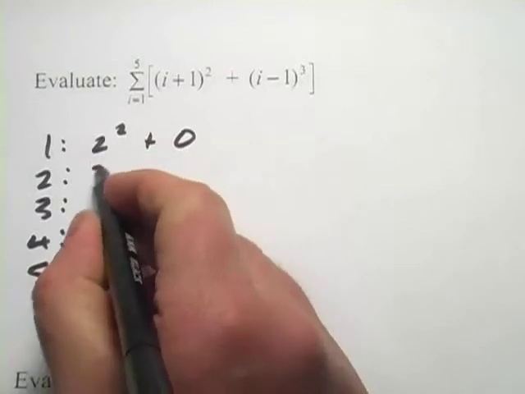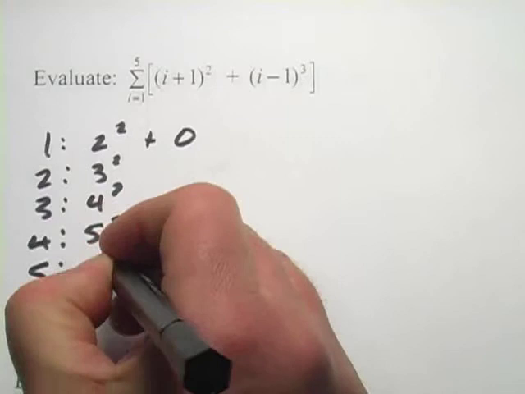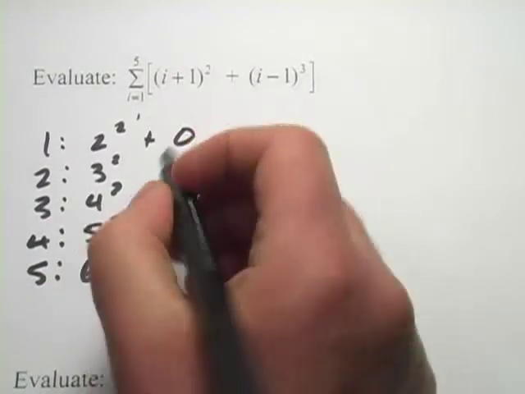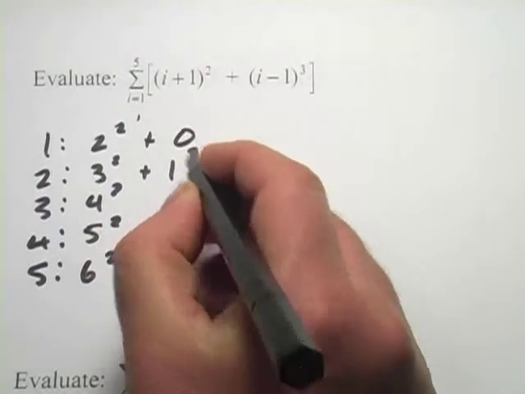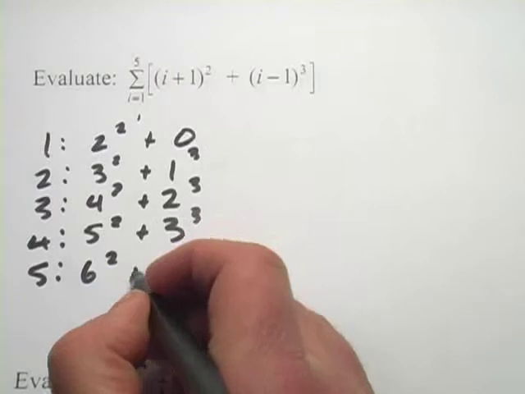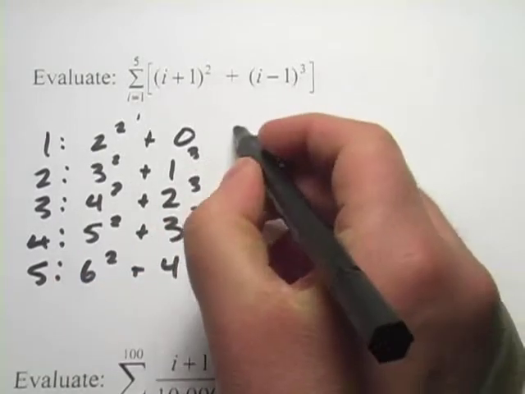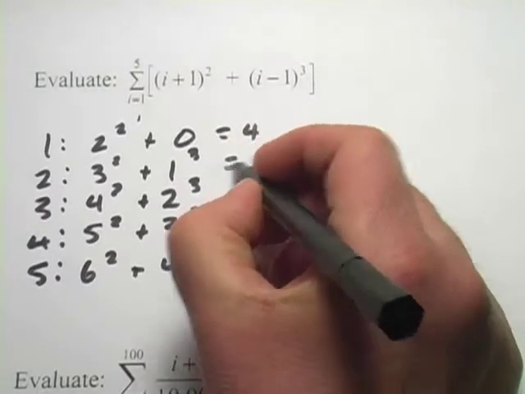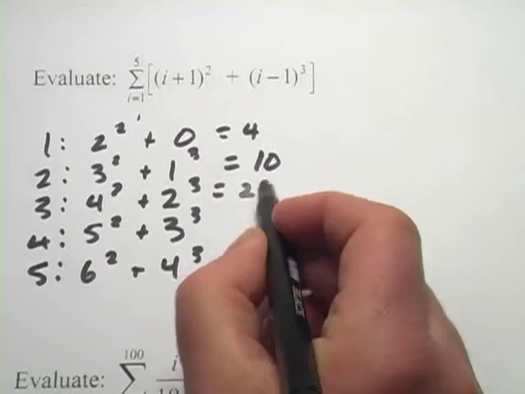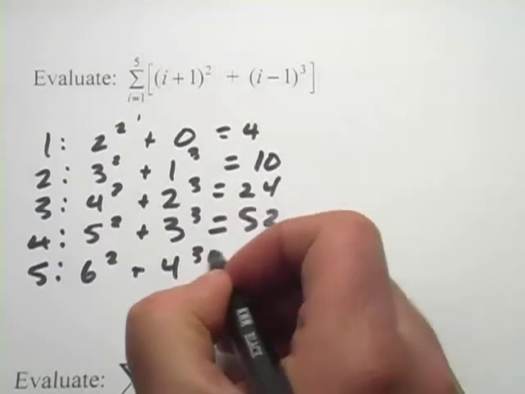That's not too hard. And then, well, i is going to go up 1 every time. So we're going to have 3 squared, and 4 squared, and 5 squared, and 6 squared. And here, well, this was 0. Now it's going to be 1 cubed, and then 2 cubed, and then 3 cubed, and 4 cubed. So let's figure out what all of these are. Let's see, that equals 4. This is 10. This is 24. And that's 52. And this is 100.